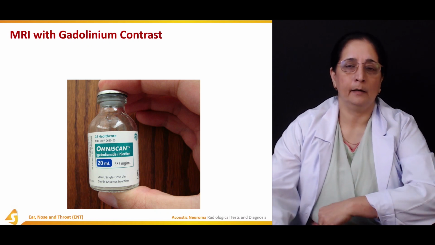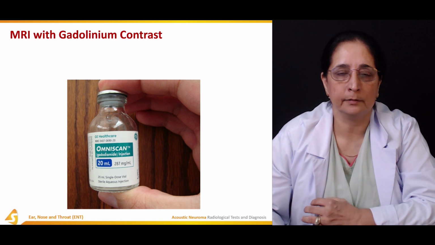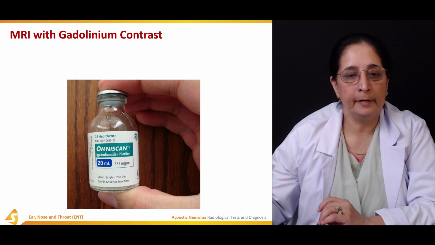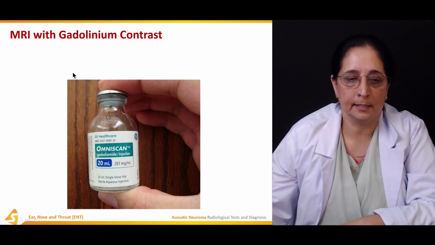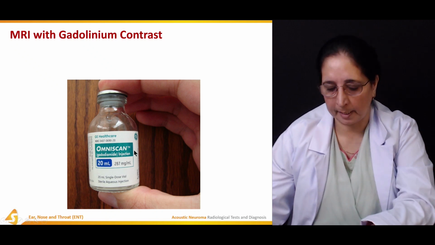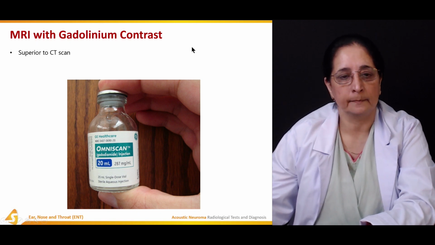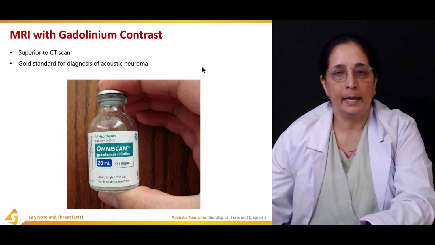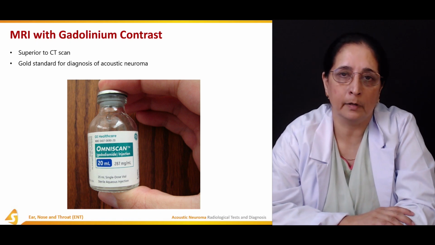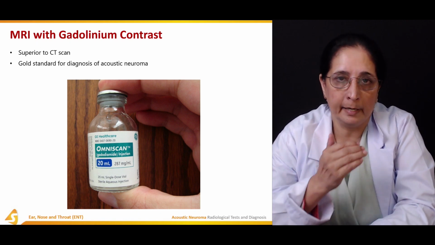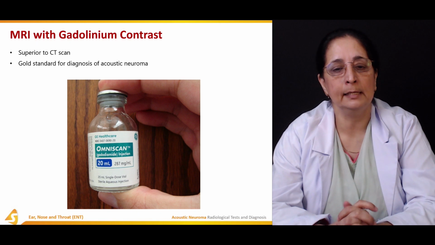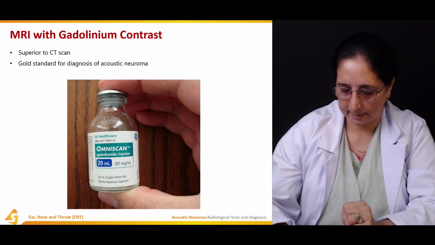Then MRI. MRI is the other radiological test done for the diagnosis of acoustic neuroma, with gadolinium contrast. This is the Omniscan, which is the gadolinium contrast used for the diagnosis. It is superior to CT scan for the diagnosis of acoustic neuroma, and it's the gold standard. Very helpful in the diagnosis of acoustic neuroma is MRI with gadolinium contrast.